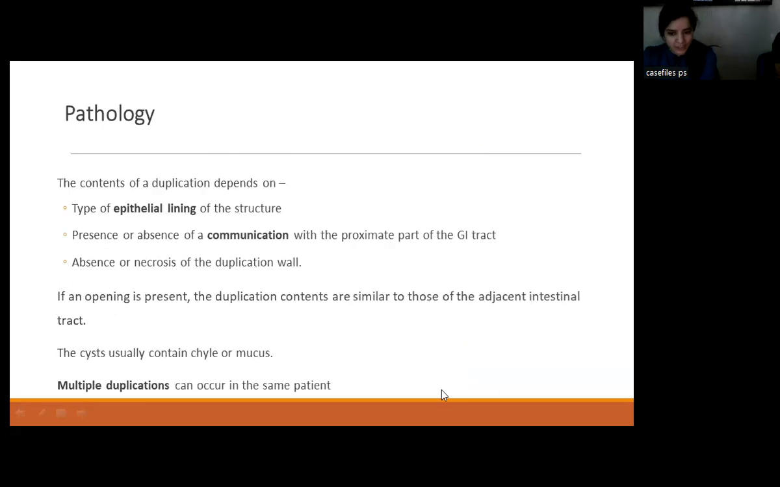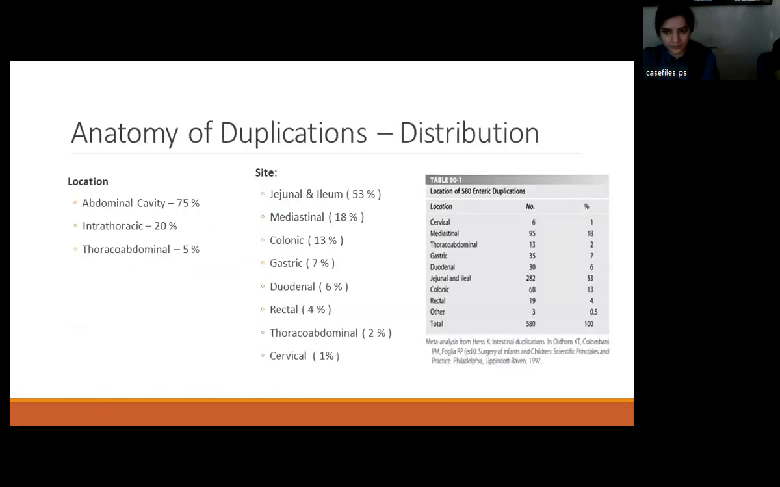The contents of the duplications are usually chyle and mucus, and this depends on the epithelial lining of the structure, its presence or absence, a communication with the proximal part of the GIT, and the absence or necrosis of the duplication wall. Multiple duplications can occur in the same patient. So if we get a patient who has a thoracic duplication, we should investigate the patient for abdominal duplications, as abdominal duplications are the most common.